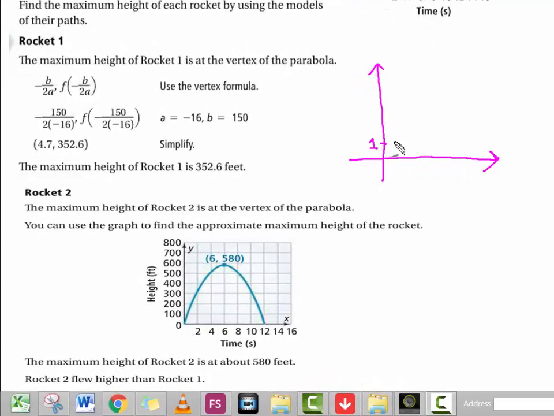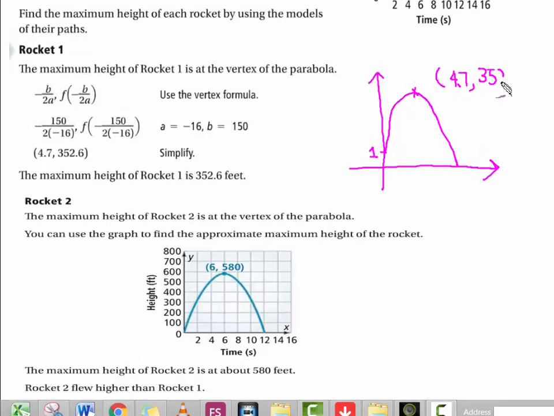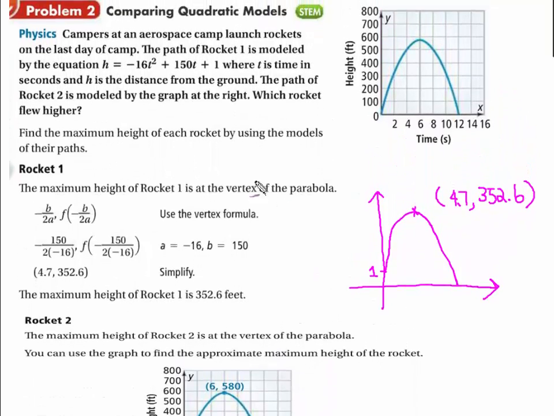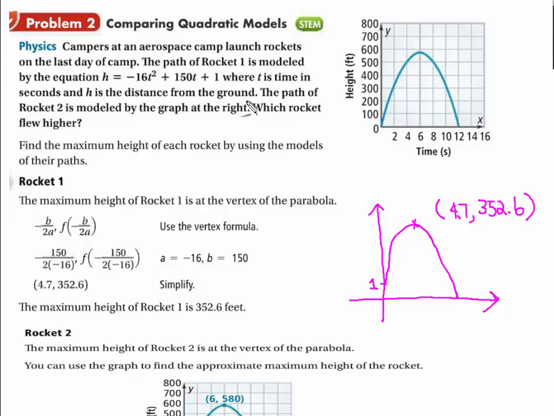For rocket 1, based on the math that we just did, we can roughly sketch the graph like this. The y-intercept is 1. The vertex is right here, which is 4.7 and 352.6.